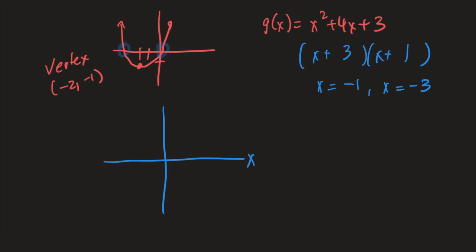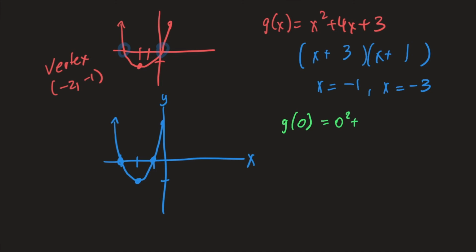I have x-intercepts at -1 and -3, which I'm going to mark with these dots. I have a vertex at -2, -1, and now I have a very exact picture of what this function looks like. The only piece that we're missing is the y-intercept. To get the y-intercept, all I have to do is plug in 0 for x and solve for g of 0.